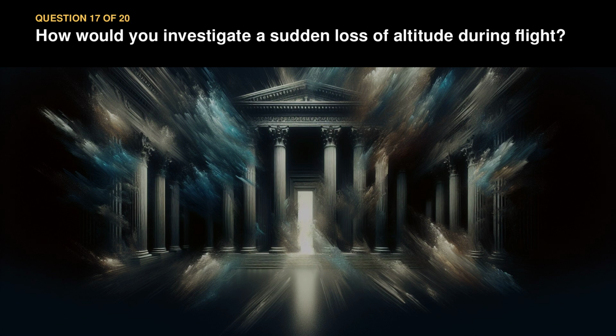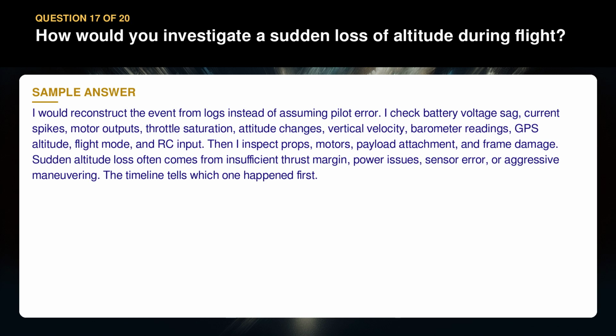Question 17. How would you investigate a sudden loss of altitude during flight? I would reconstruct the event from logs instead of assuming pilot error. I check battery voltage sag, current spikes, motor outputs, throttle saturation, attitude changes, vertical velocity, barometer readings, GPS altitude, flight mode, and RC input. Then I inspect props, motors, payload attachment, and frame damage.